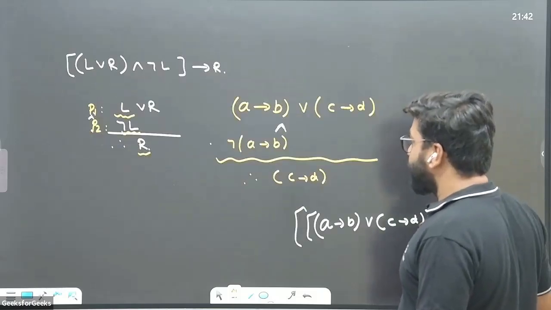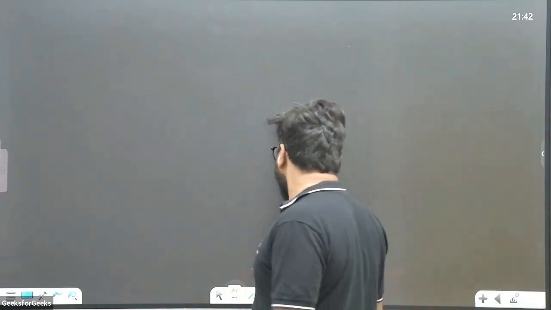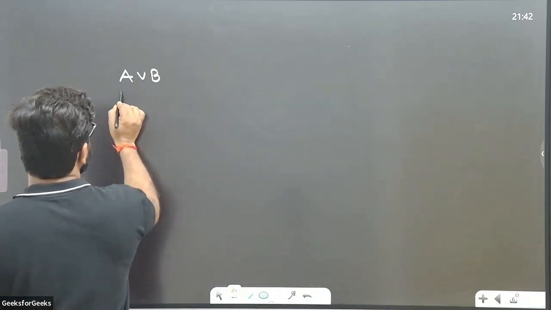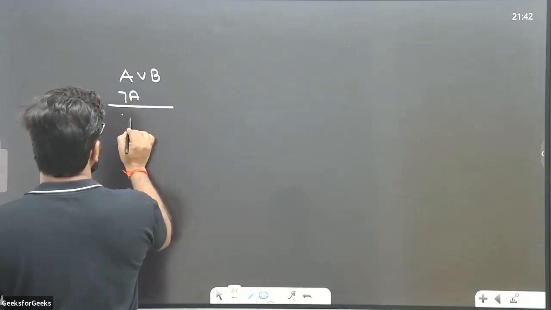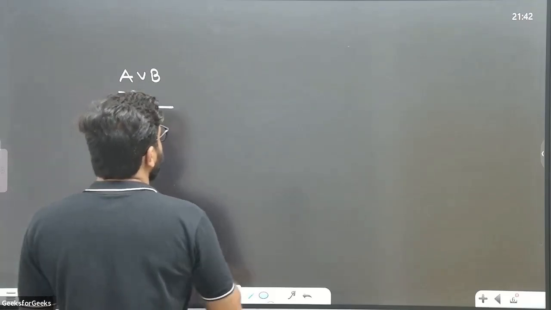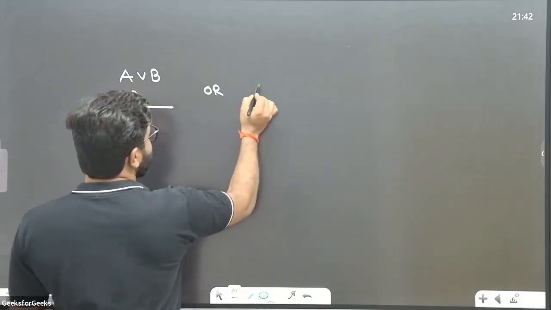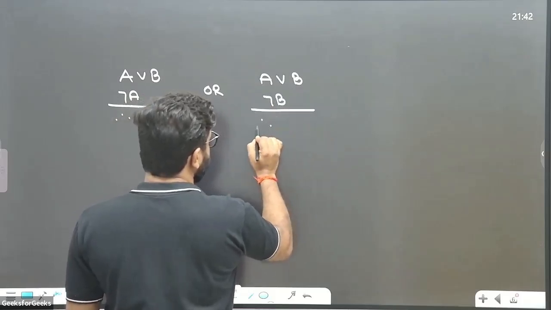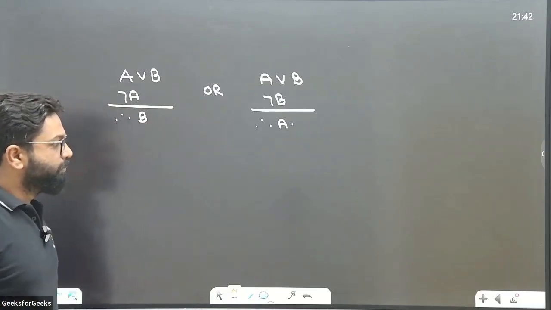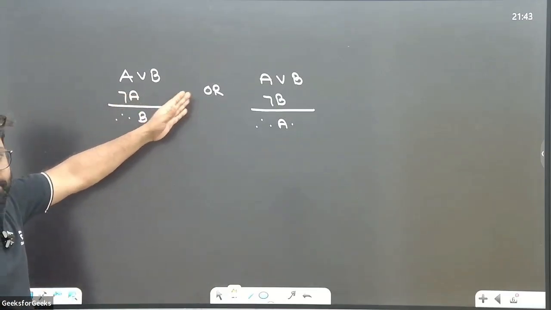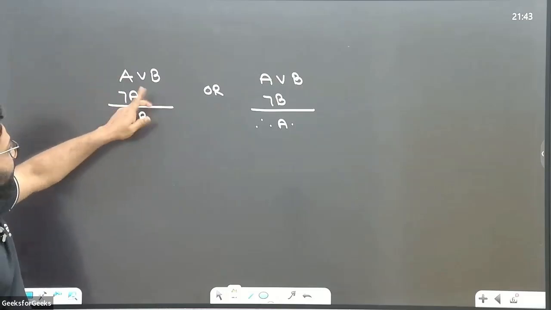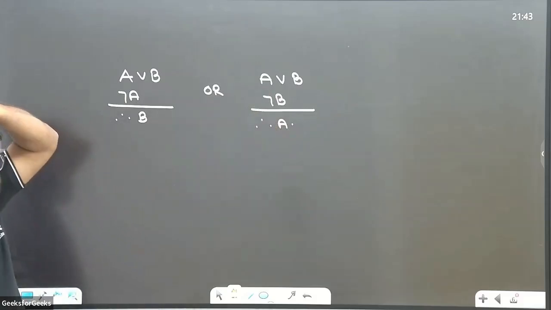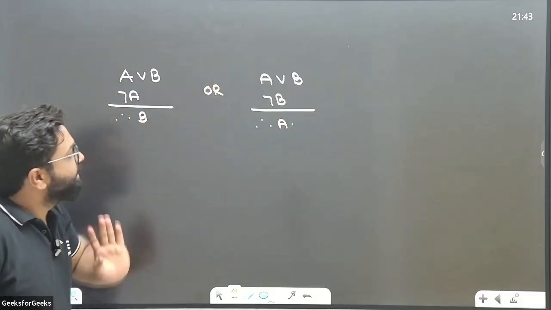See, I know that you will have a doubt. Okay, let me try to explain. Just now we understood the first rule: if there is A or B and there is a negation of A, the conclusion will become B. This is one way of writing, or you can also write like this: if you have A or B and there is a negation of B, then the answer is A. So A or B, negation of A, you get B, or A or B, negation of B, you get A.